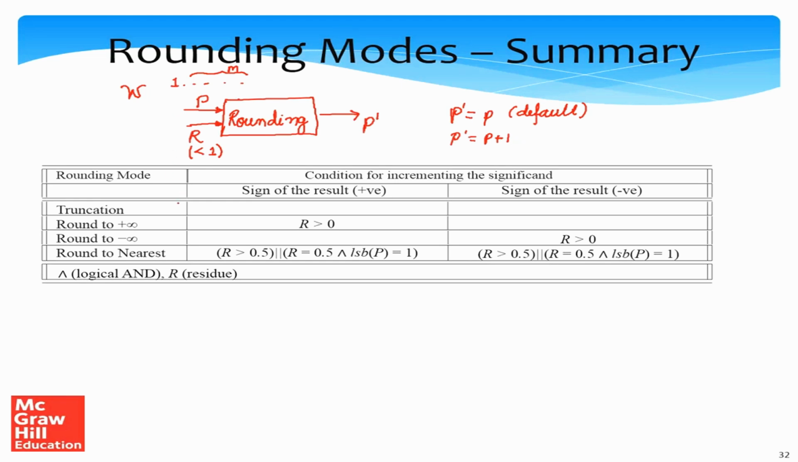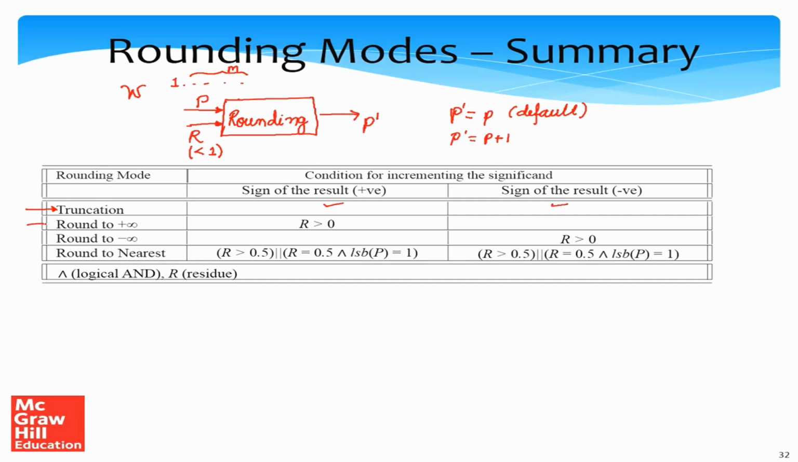So let's now try to state the basic rules for different rounding modes. Let's consider truncation first. So in the case of truncation, what we do is we completely discard the residue. So p dash is equal to p. So in both the cases we don't do anything and the default remains. And the default, when the sign of the result is positive and when the sign of the result is negative, is the same, which is that we just discard the residue. So that's the reason we don't do anything other than mere truncation.